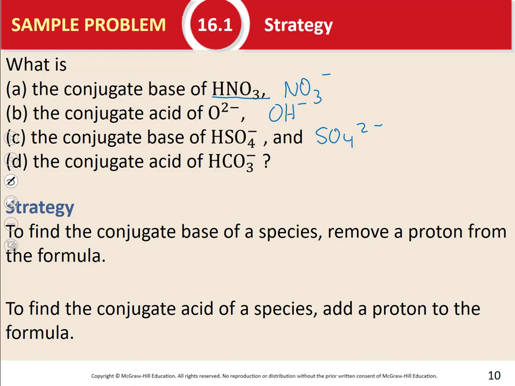The conjugate acid of HCO3 minus, that's the bicarbonate ion. Good. Adding a hydrogen, so it's H2CO3. And what is that? What do we call that? What's the name of that? CO3 is the what ion? Carbonate ion. So how do we name the acid made from a carbonate ion? Carbonic acid. Good. ate ions become ic acid, so this is carbonic acid.